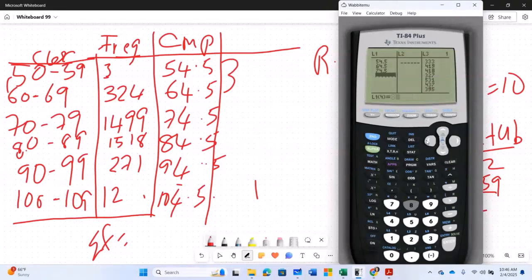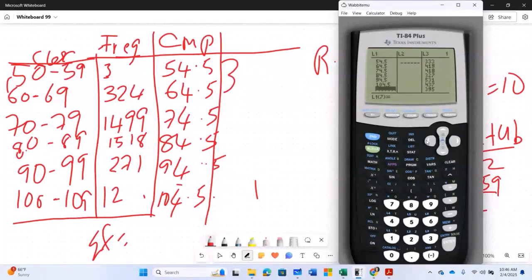74.5, 84.5, 94.5, 104.5. Okay, so that's the last class midpoint.